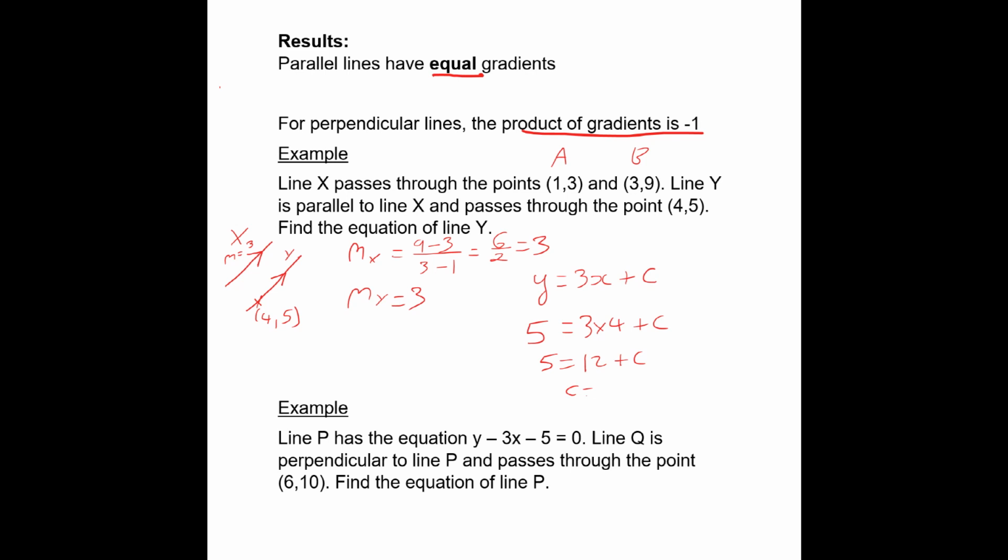And to get c on its own, I subtract 12 from both sides, which will give me minus 7 for c. So therefore, the equation of y is y equals 3x take away 7.